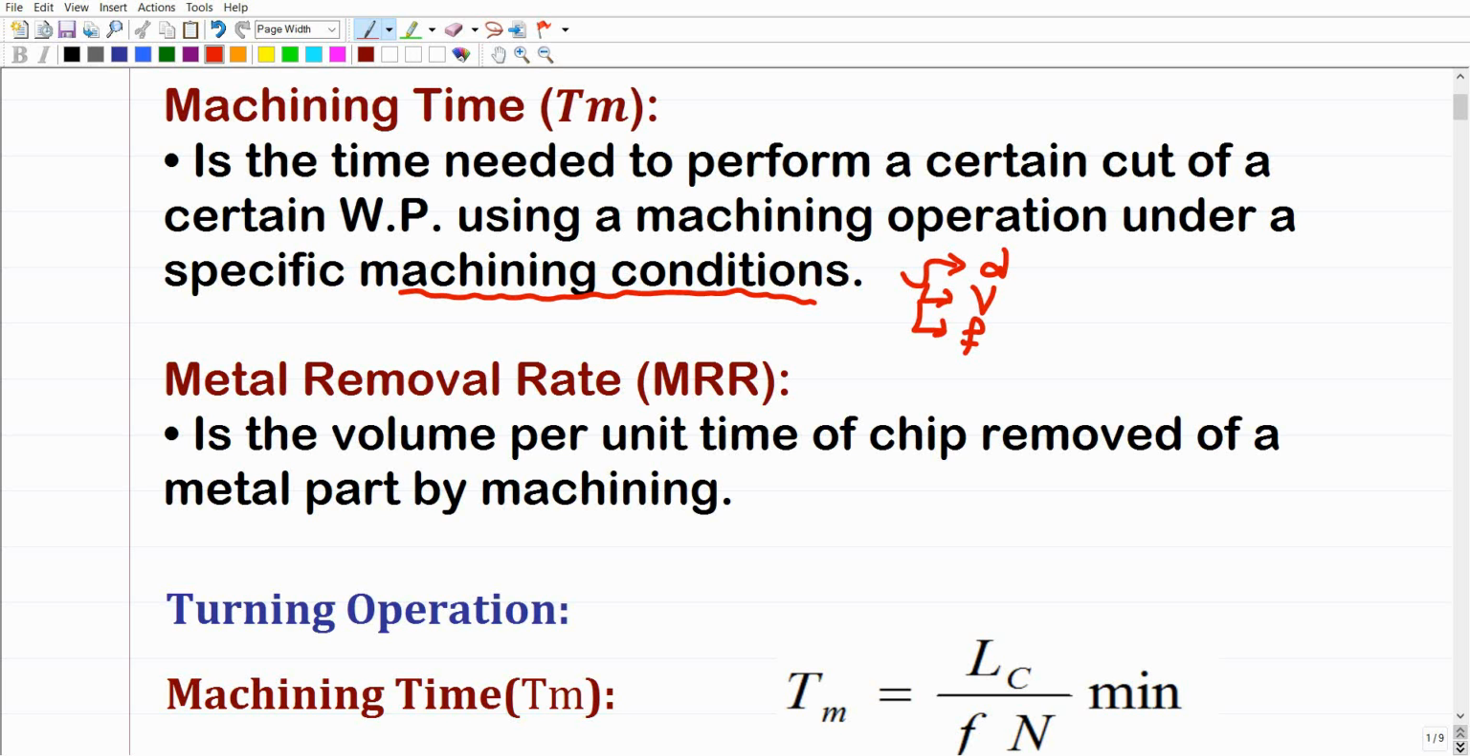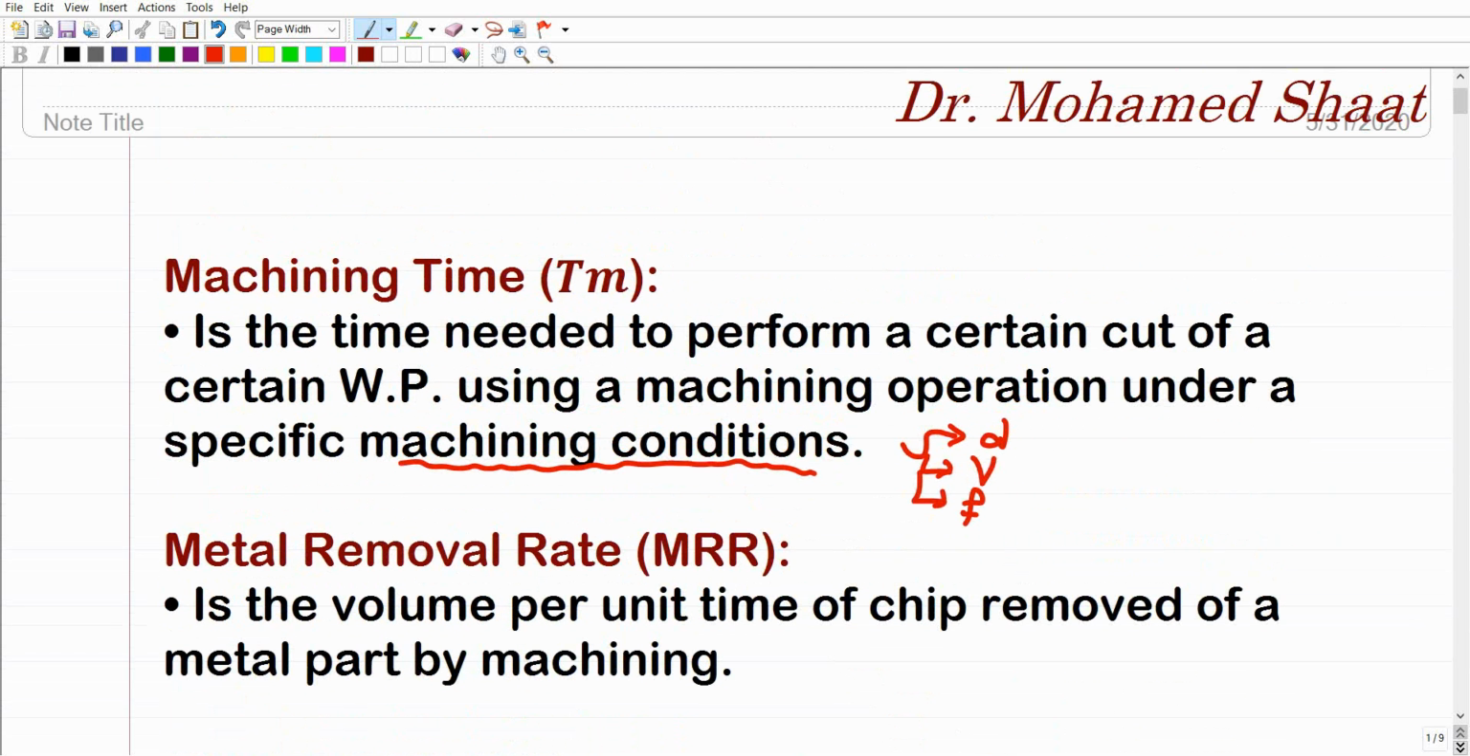Through this video, I'm going to show you how we can calculate these two essential parameters for the various machining operations. But the question is, why are these two parameters important for the machining operation? One of the things is that we could use the calculation of the machining time and the metal removal rate to estimate the cost of the machining process.